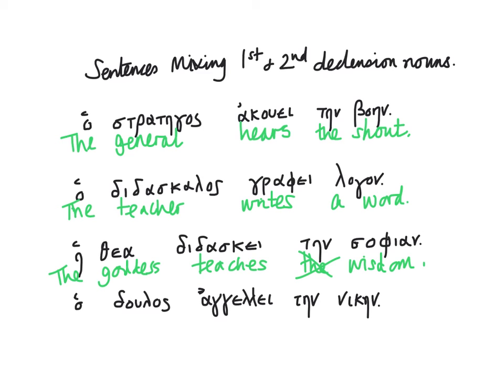Last one. Ho doulos angellei ten niken. And when you read that, well done if you got the ng sound there for the double gamma. The slave announces the, I think, Nike sportswear company comes from the Greek word which means victory.